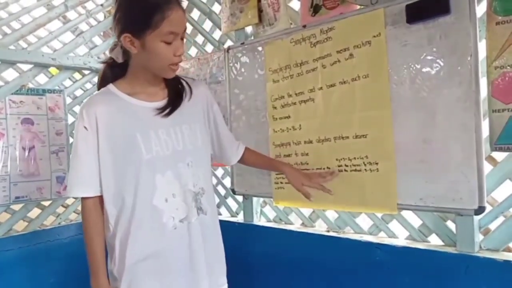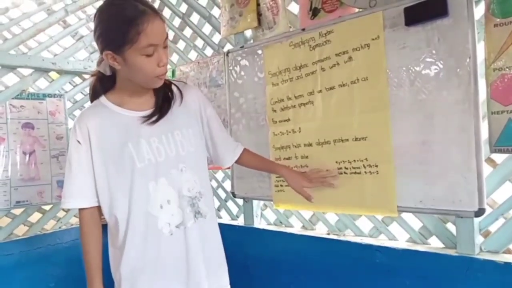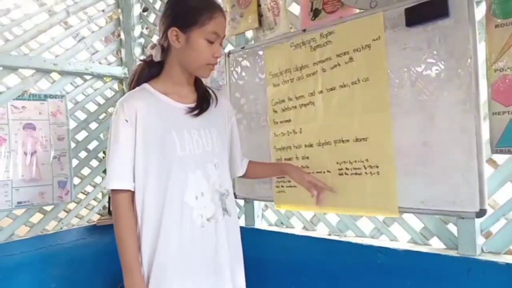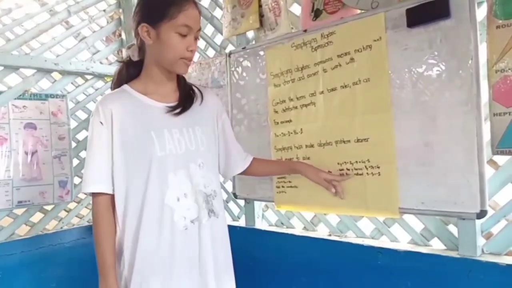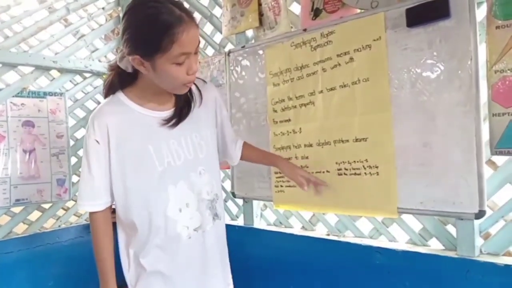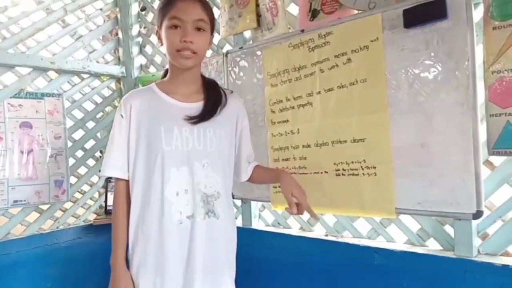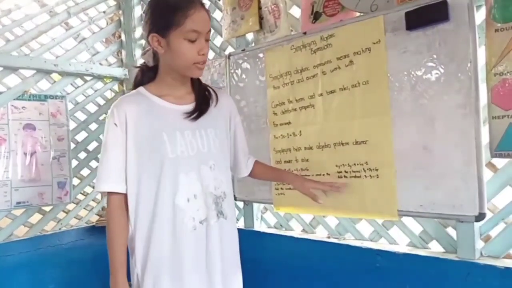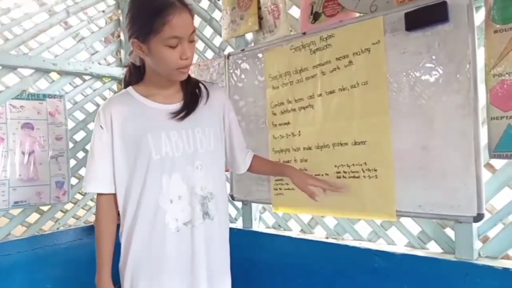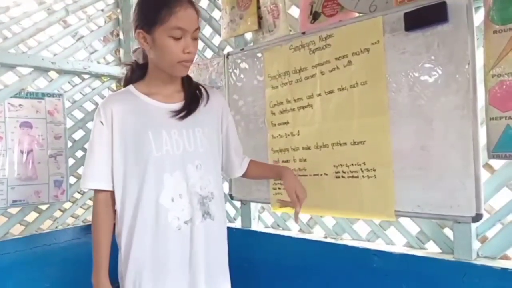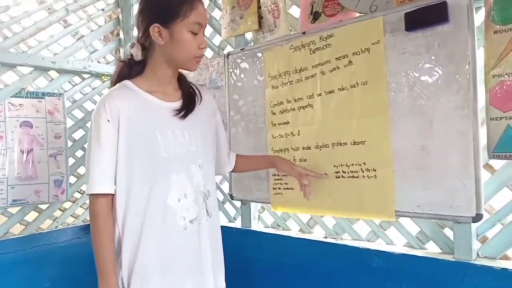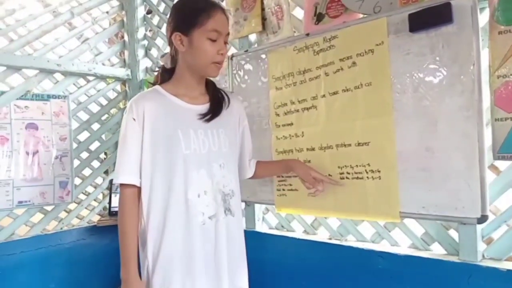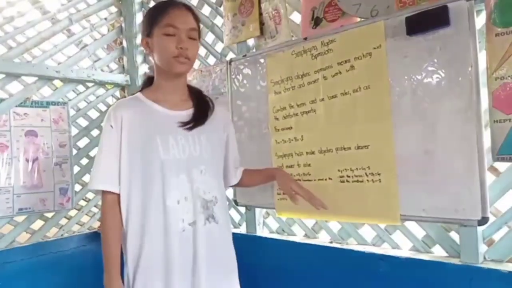Another example. 4y plus 3 plus 2y minus 5. Add the y terms, which is 4y plus 2y. So 4 plus 2 equals 6y. Add the constants, which is 3 minus 5. So 3 minus 5 equals negative 2. So the final answer is 6y minus 2.